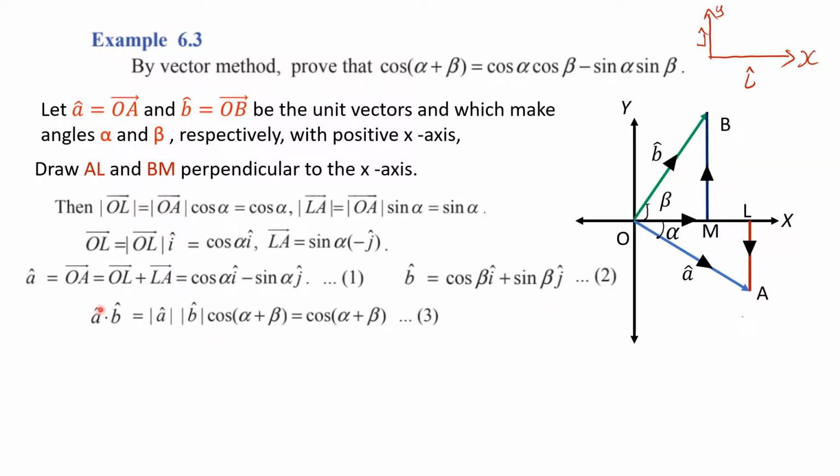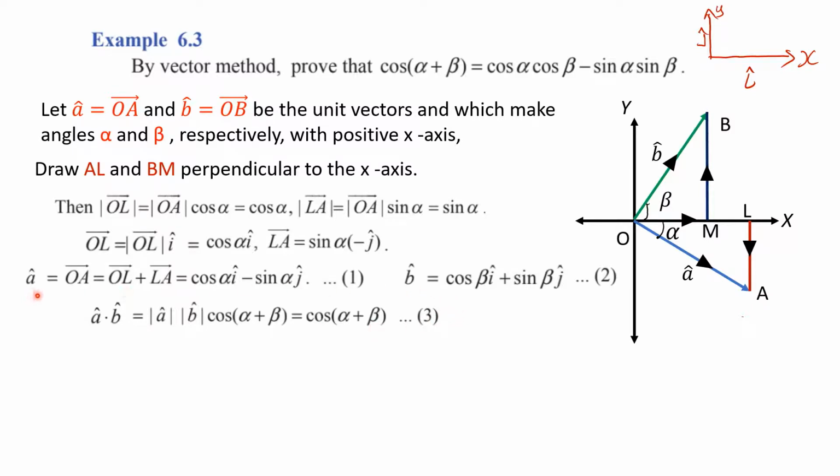So further, if we take the cross product of A cap and B cap, then we can define it as magnitude of A cap times magnitude of B cap into cos alpha plus beta. Why? The angle between the vector A and the vector B is alpha plus beta. So it is magnitude of A times magnitude of B times cos alpha plus beta. Now we know the magnitude of A and B is 1, so this is equal to cos alpha plus beta. So let's keep this as our 3.